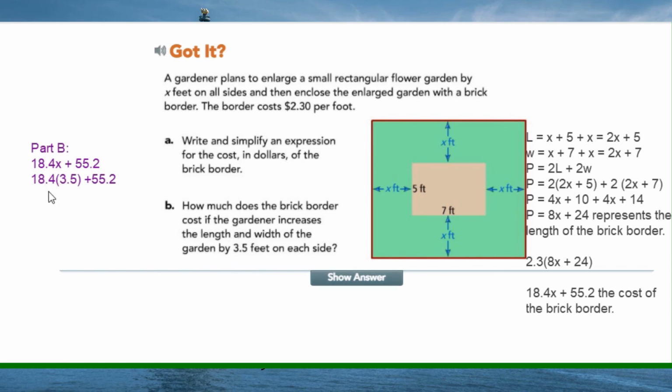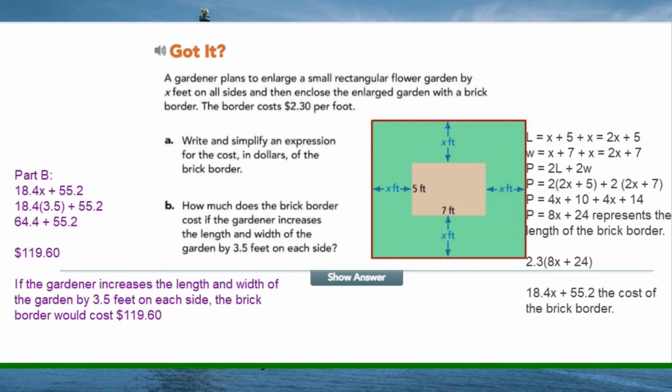Now I have to multiply. 18 4/10 times 3 5/10 is 64 4/10. Now I have to add the 55 2/10 to that. And once I do 64 4/10 plus the 55 2/10, I end up with $119.60. So to answer this question, if the gardener increases the length and width of the garden by 3 5/10 feet on each side, the brick border will cost $119.60.